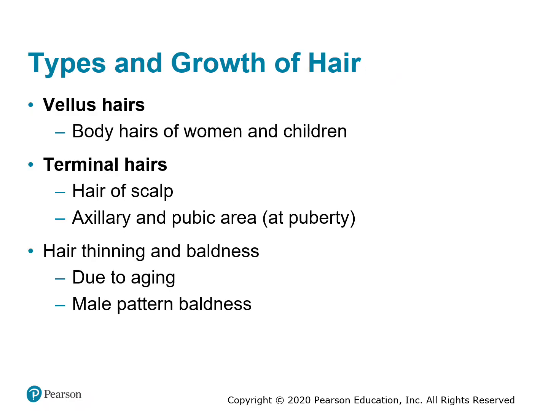There's a few different types of hair. First, there is vellus hair. That is the very thin body hair that you find maybe on your face. On children, it is very, very thin, very non-coarse hair. Terminal hair, you find that on your scalp and in the axillary and pubic areas, especially after puberty.